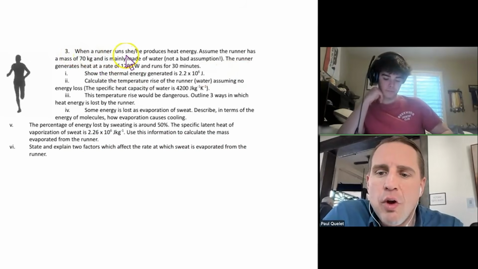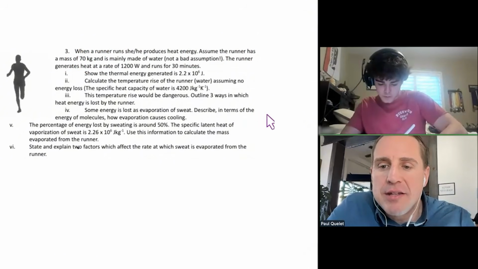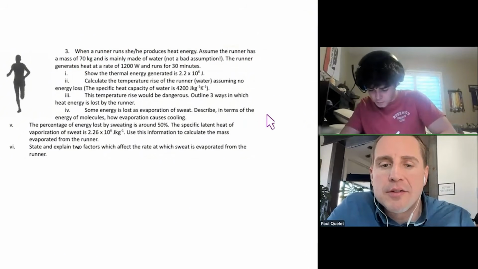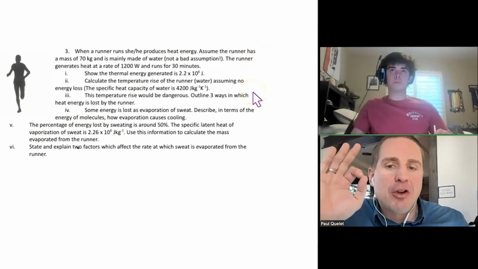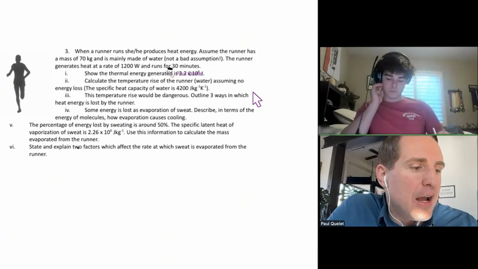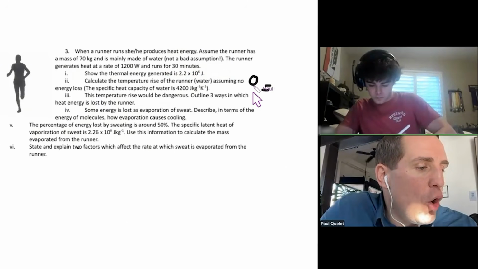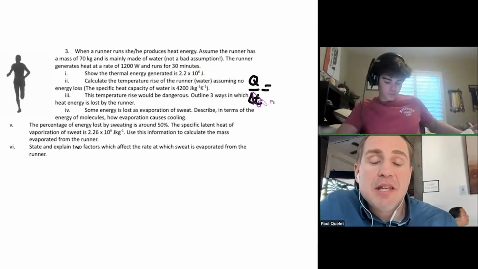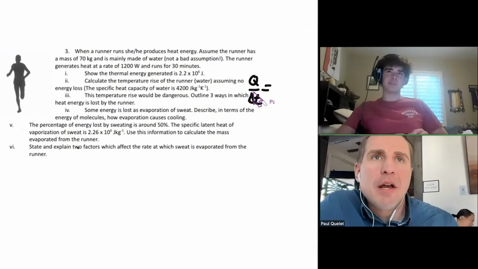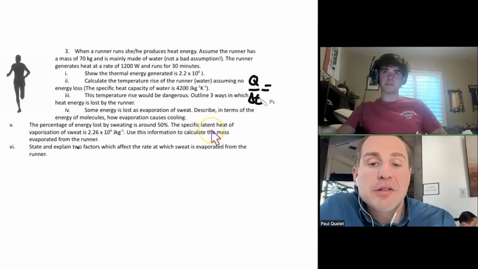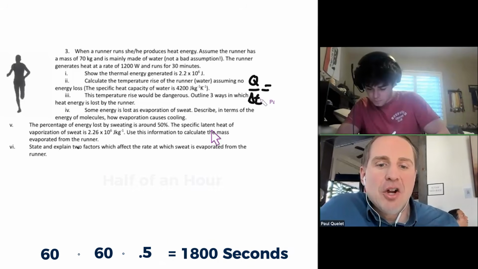So here we go. Runner produces heat energy, mass of 70 kilograms. Next, it says the runner generates heat at a rate of 1,200 watts. So again, that's power, right? Capital P. Because they're specifically talking about generating heat and we're given the time, let's also put that equal to Q over delta T. Now, the time is given as 30 minutes, but we probably want to convert it to seconds. 60 minutes in an hour, 60 seconds in a minute. Half of that would be 1,800 seconds.